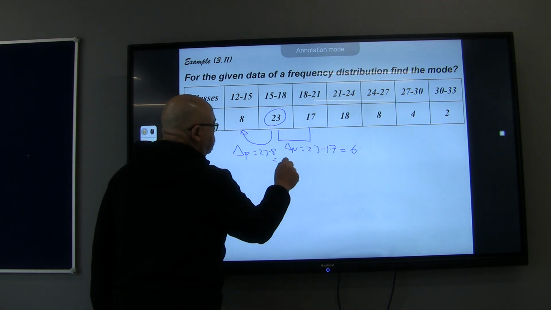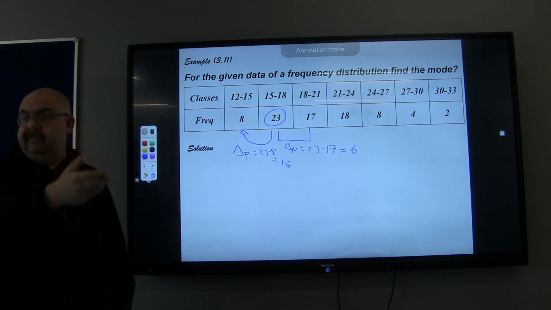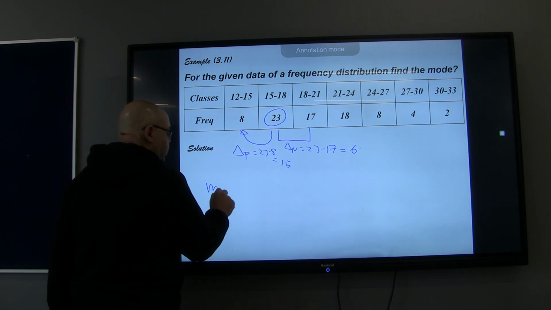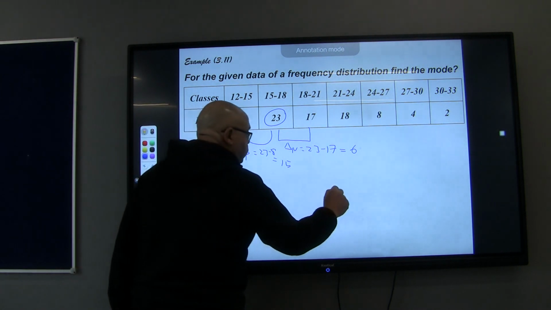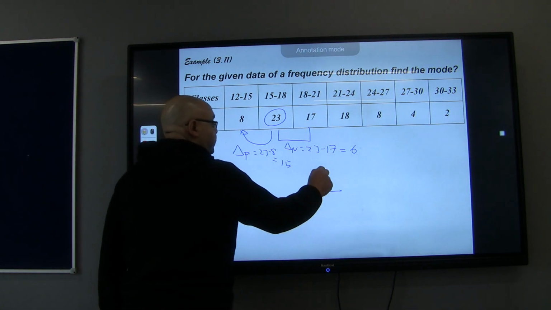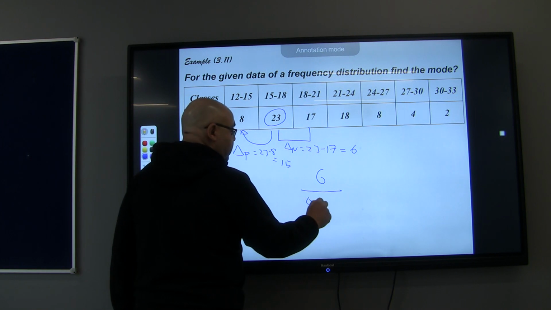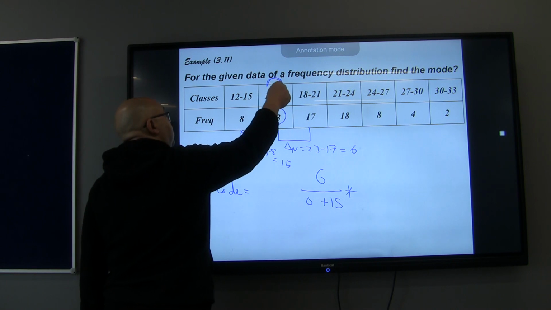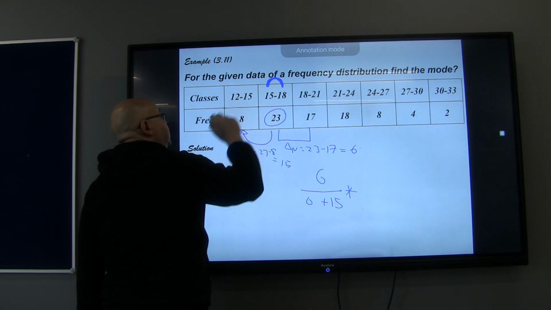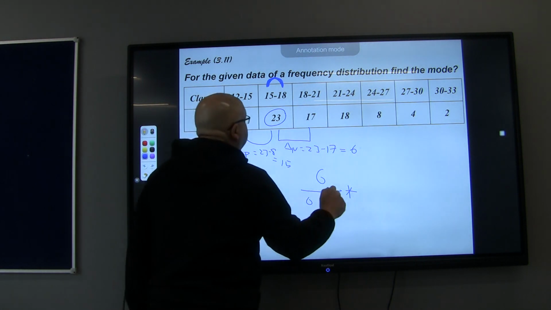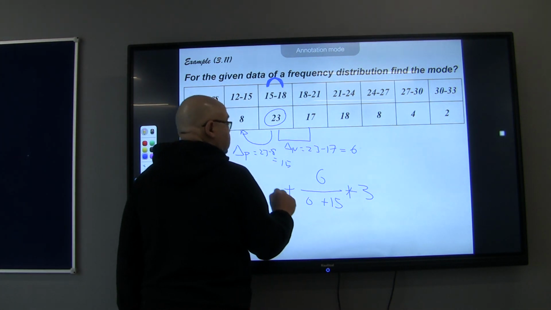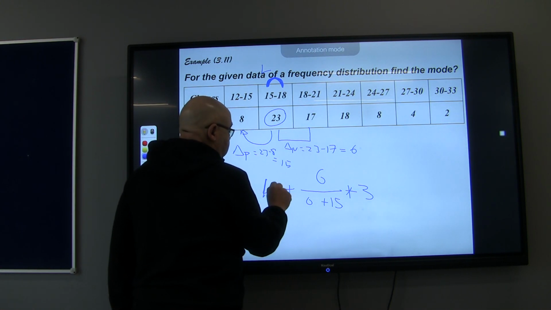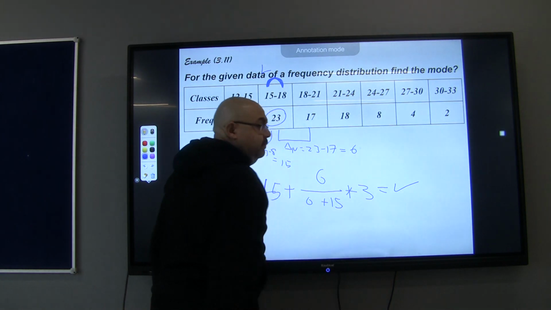I believe it's going to come up to 15. So I get the first difference and the second difference, to find the mode, and it's going to be really very simple. All I have to do is form a ratio between the preceding difference and the sum of them, 6 plus 15, times the interval width of the modal class, which is 3, plus the lower limit of this interval, which is 15. Simply, I can get my mode.